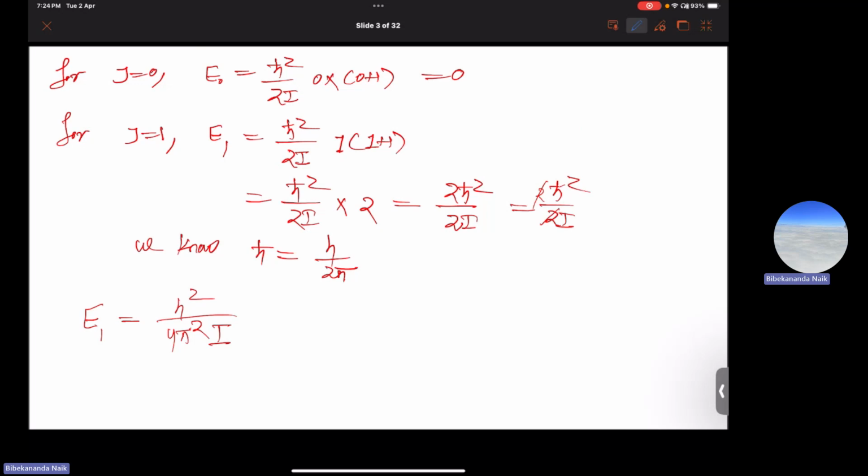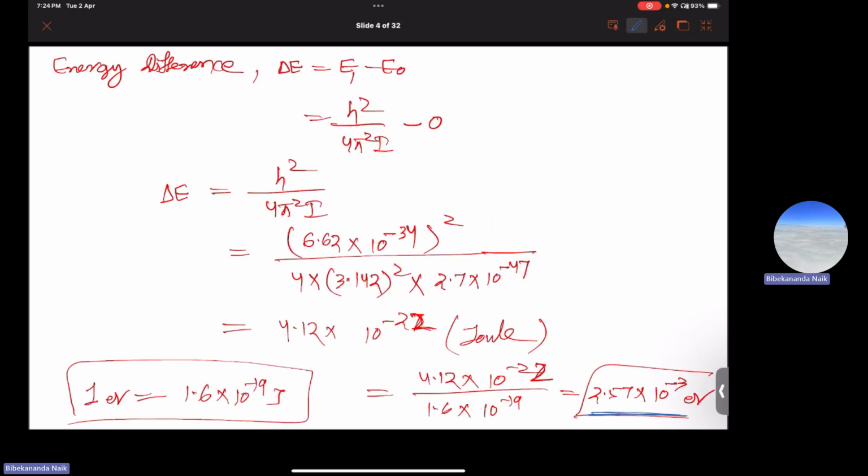The J equal to 1 level is given by U1 equal to h cross square divided by 4 pi square I. So the difference in energy will be equal to U1, that is h square divided by 4 pi square I, where h cross is h by 2 pi. Since all the values are known to us, when you put the values you will get the answer. The answer is 2.57 into 10 to the power minus 3 electron volt. Remember that since all the units are taken in the SI system, the energy or the difference in energy will come in terms of joule.